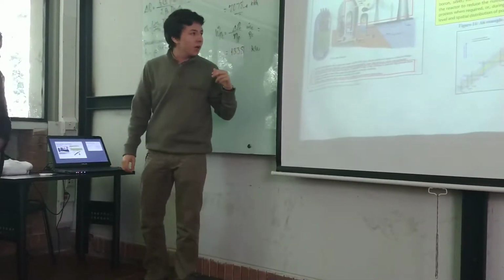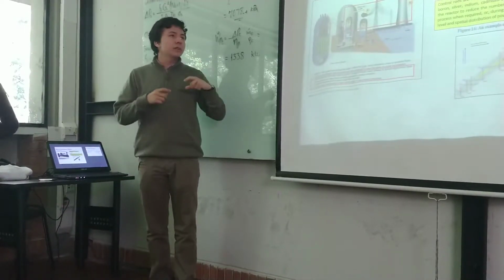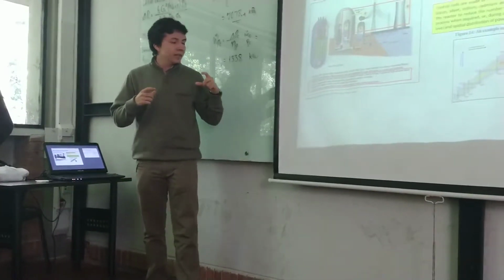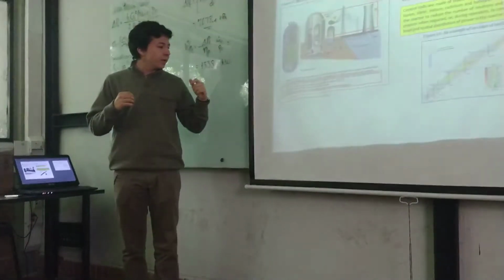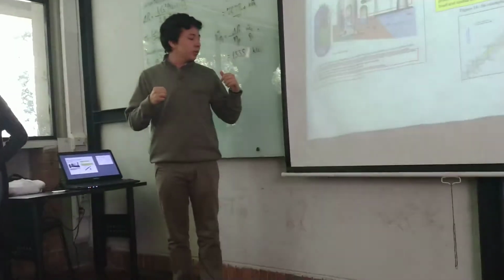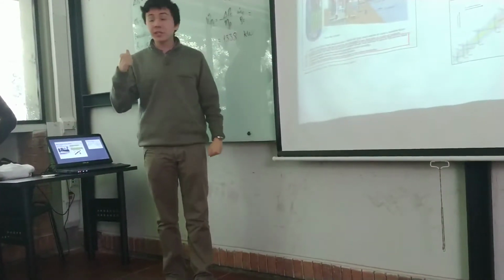Okay, the final parts of a nuclear plant are the heat exchangers. There are the steam generator, the turbine generator, the condenser, and the cooling tower that we saw in the last presentation.